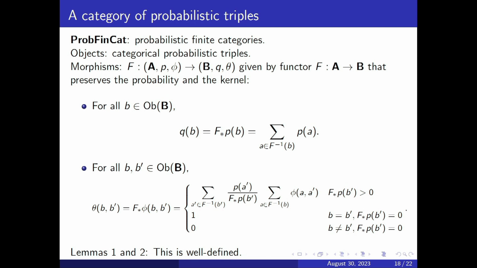I won't enter much into this. This is just like marginalization of probabilities. This is telling me that the transition at the target level is a weighted sum of the transitions between the preimages. You want to consider the transition between B and B prime. You look at all the preimages of B and all the preimages of B prime, and you take a weighted sum of all the transitions in A between those preimages. So you have these formulas, and then lemmas 1 and 2 in the proceedings say that this is indeed well defined. This defines a category. The composition is what defines all that.